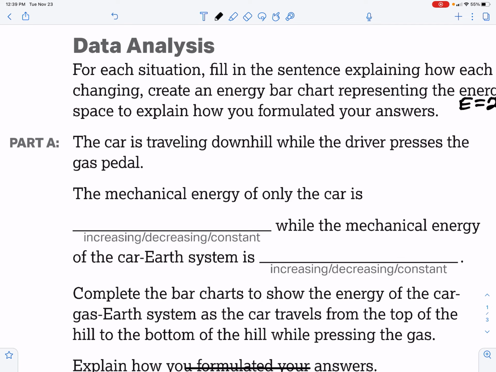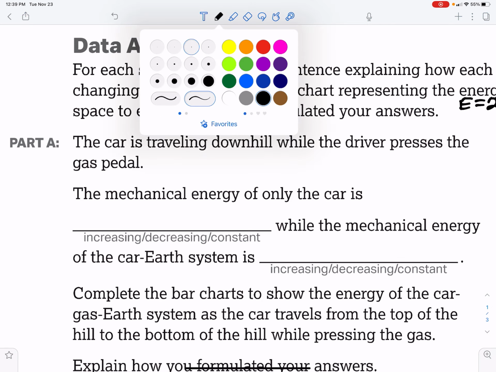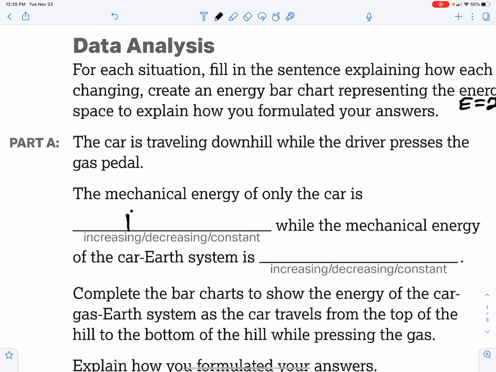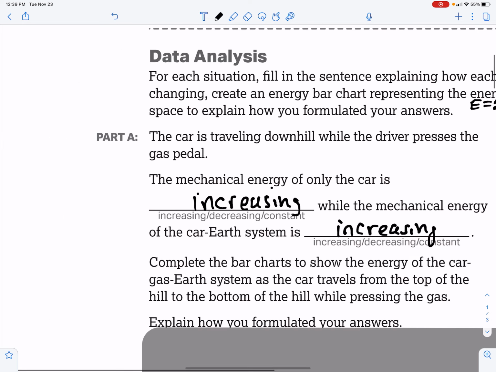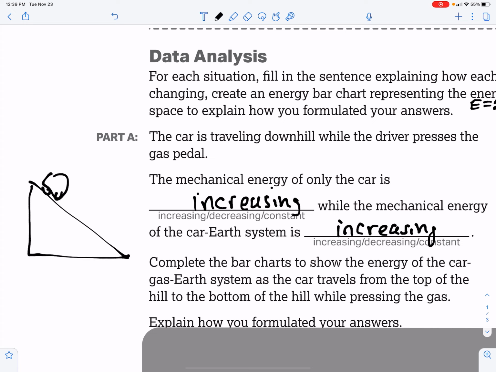So the mechanical energy of the car is definitely increasing, right? And the mechanical energy of the car-Earth system is also increasing. Okay, so again, let's make some sense of this. If we're going downhill but we're speeding up, normally as you go downhill, your potential energy goes down, your kinetic energy goes up, and your total energy remains constant. Your mechanical energy stays constant, right?